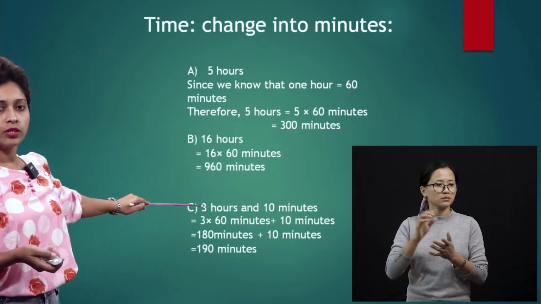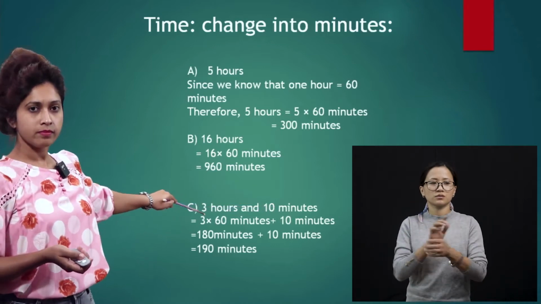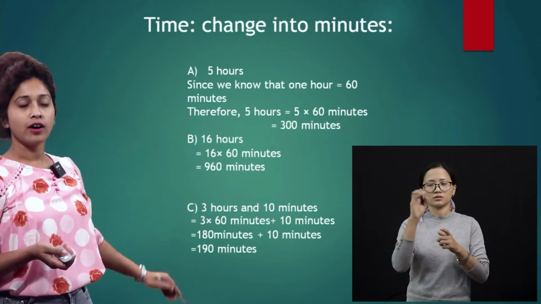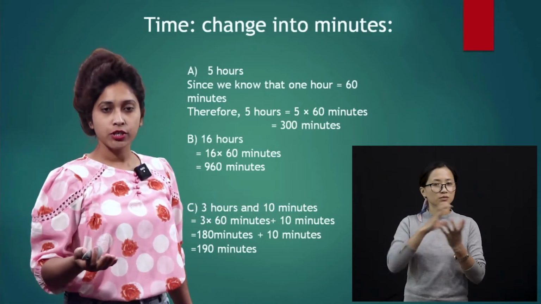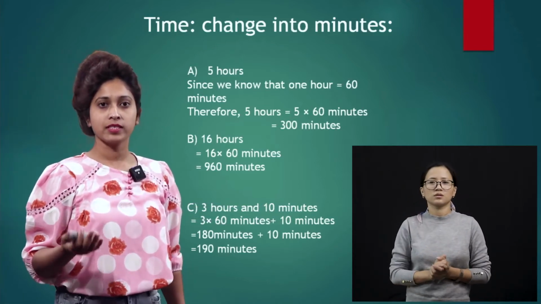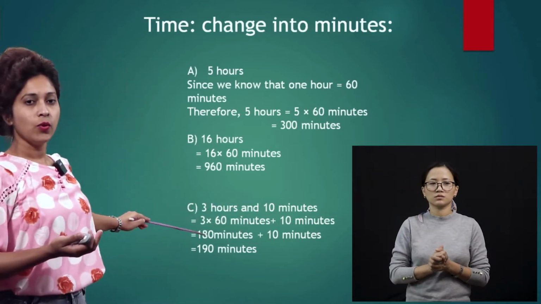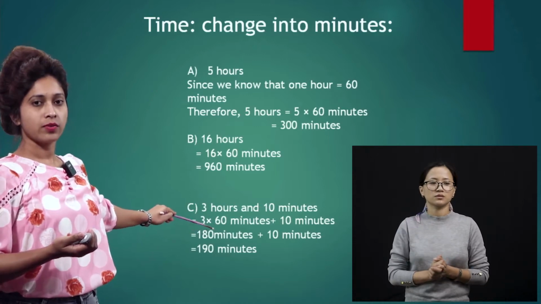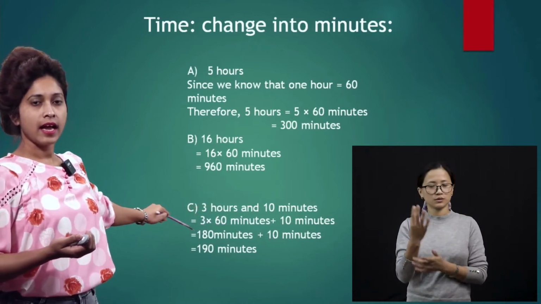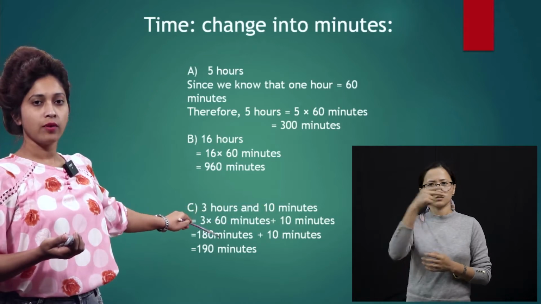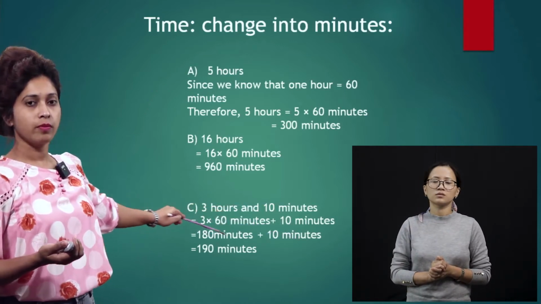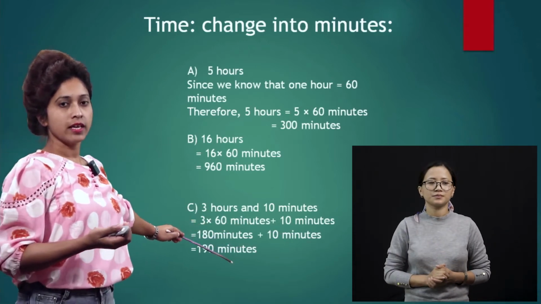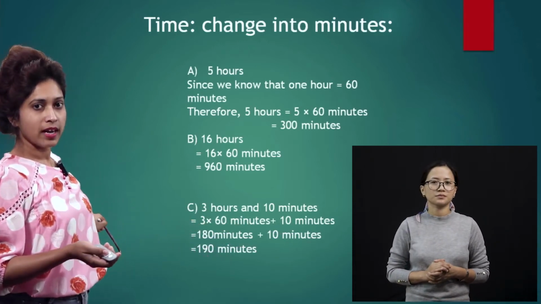Then we have another one, 3 hours and 10 minutes. So it is about 3 into 60 minutes. Since we are changing hours into minutes, you need to multiply by 60, and then you get 180 minutes. 60 into 3, you'll get 180 minutes, right? Plus 10 minutes, so it is equal to 180 plus 10. When you add them up, how much will you get, children? You will get 190 minutes, right?